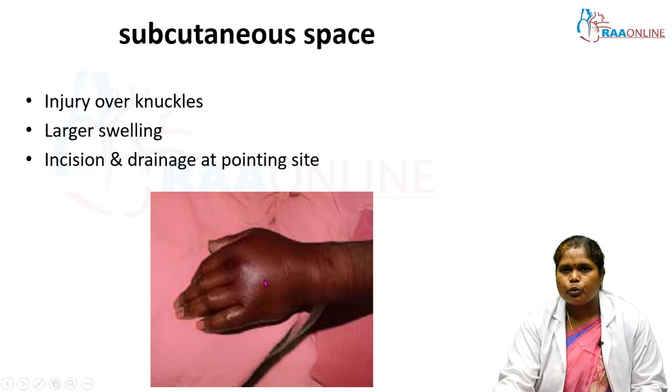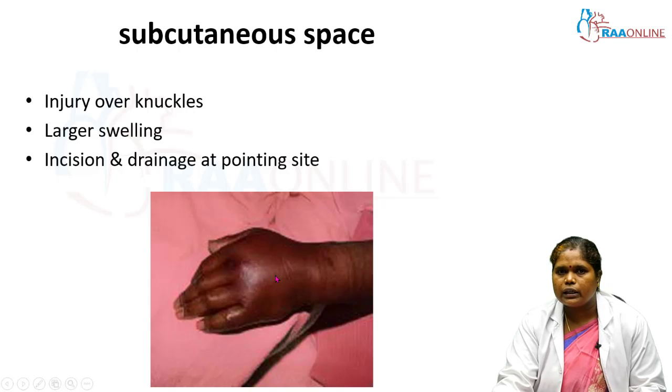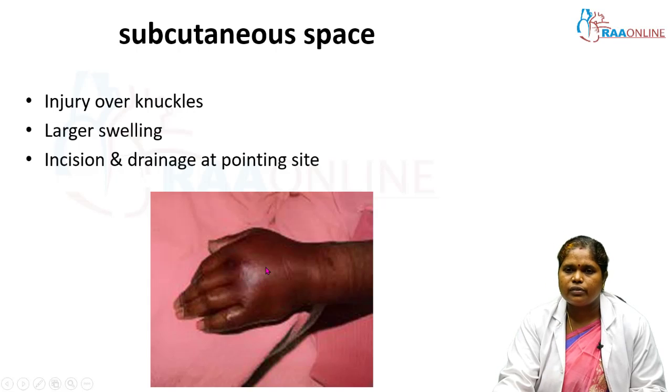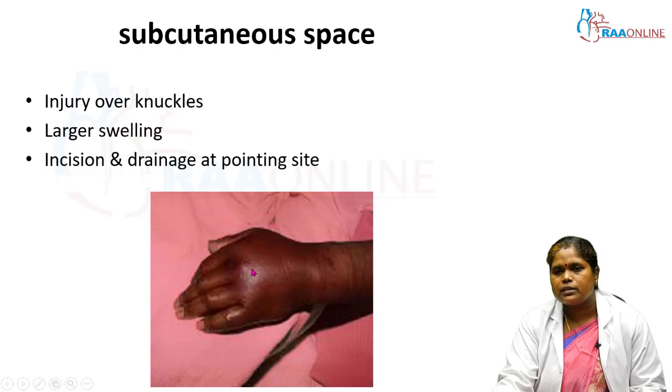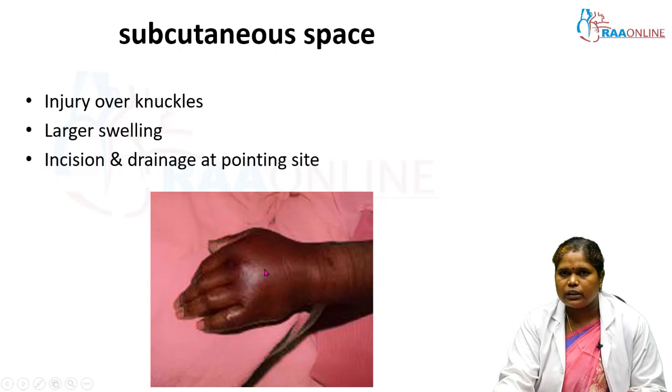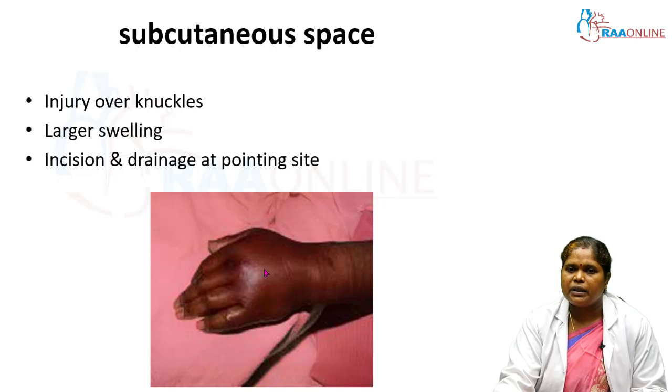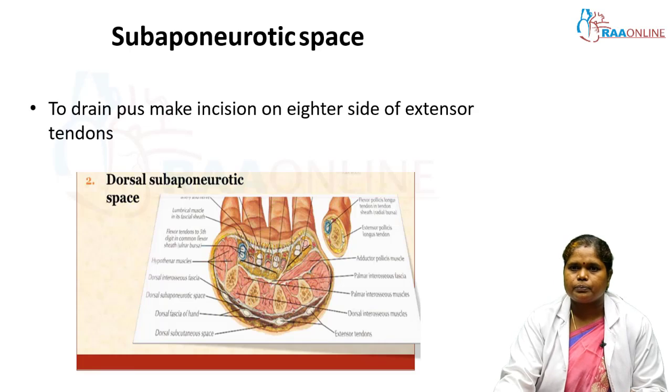In the case of the dorsal subcutaneous space, if there is an injury over the knuckles, this space will collect pus or fluid. So it will be a larger swelling. We have to open this swelling, which is known as incision and drainage. Where you see the maximum bulging, at that site we make a nick to open up the swelling and let out the pus. That is about the dorsal subcutaneous space.